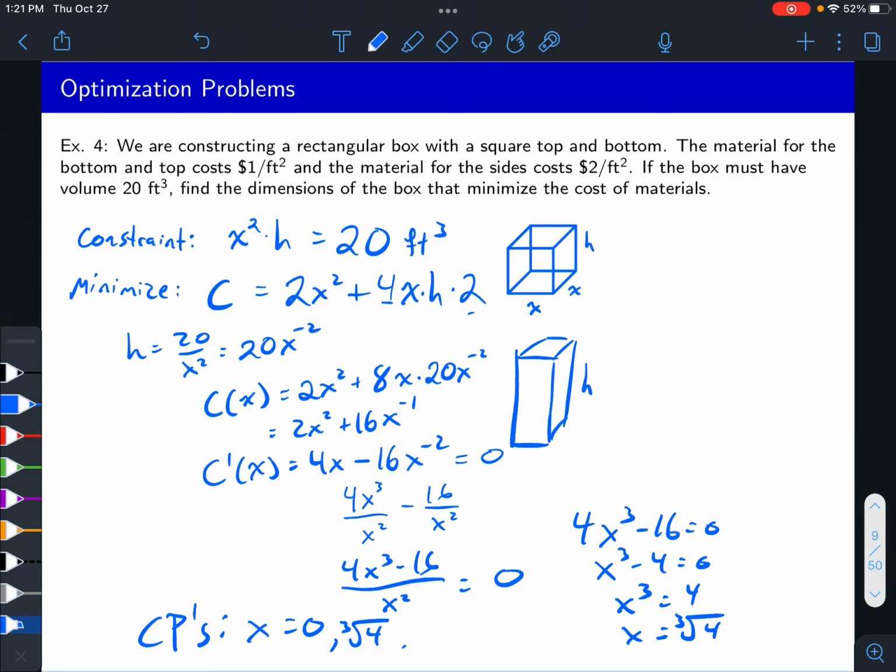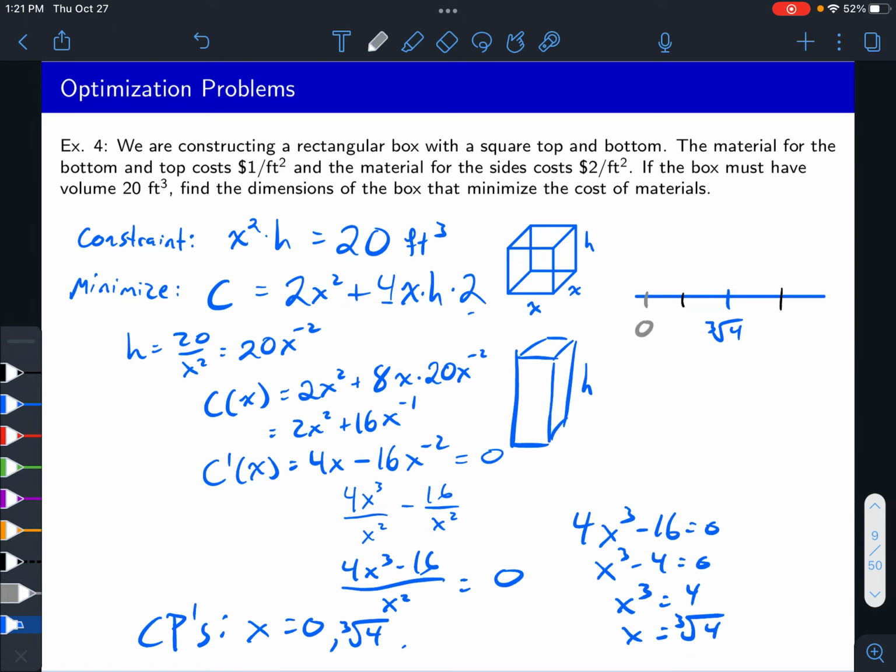All right. So x equals 0 is barely going to be a critical point. We're not going to consider any negative x values here. So really, this is our only point of interest for this problem. So we go to our number line test. Let's do cube root of 4 right here, and then we'll pick something to the left of that and then to the right of that.